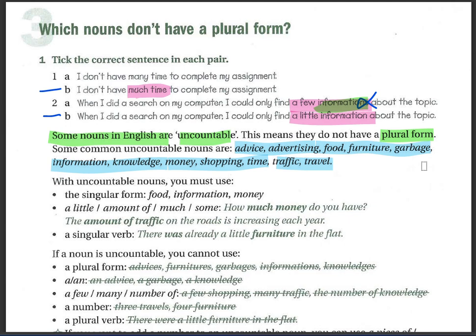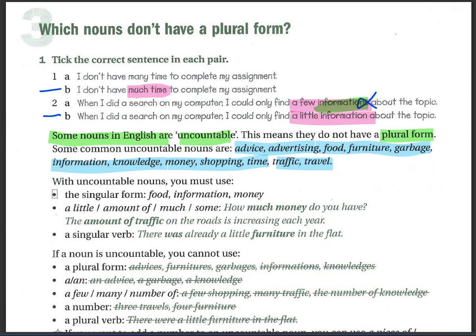So you can't say traffics or foods or travels when you mean, like in the number 2 sentence, when you mean the plural, yeah? So it's really important to pay attention to the word or the noun you are using. If it's uncountable, try not to add S at the end.